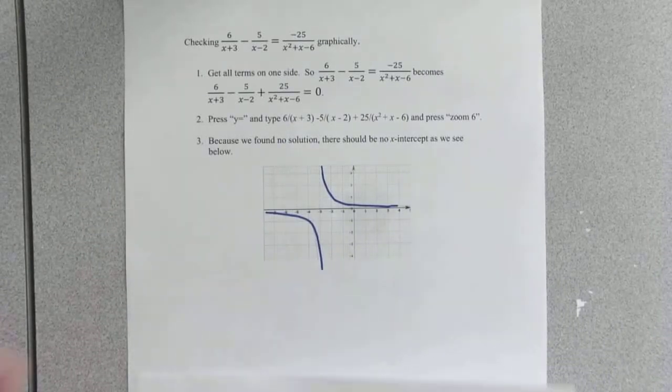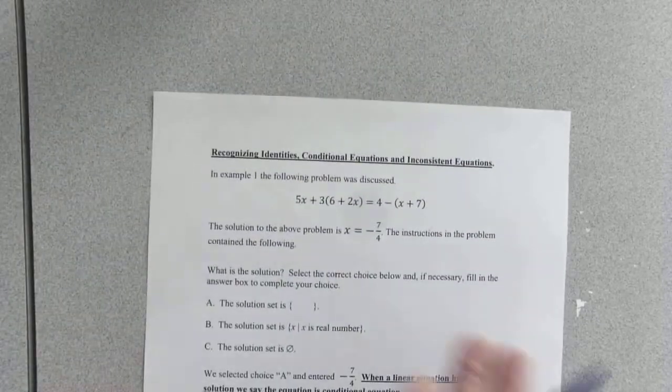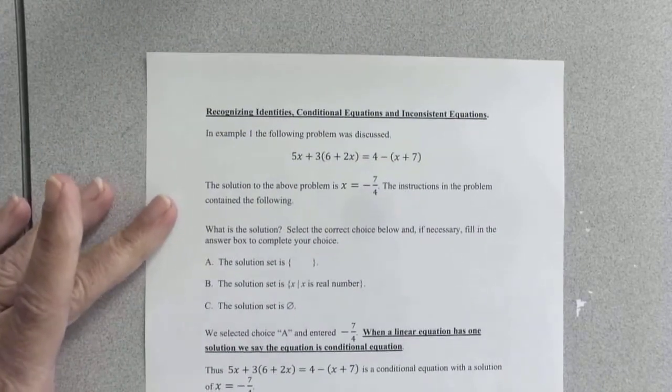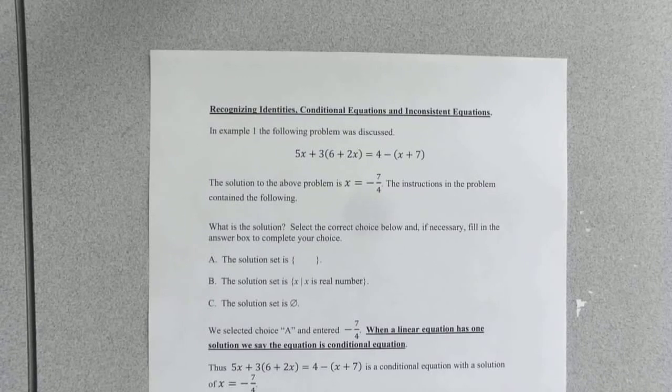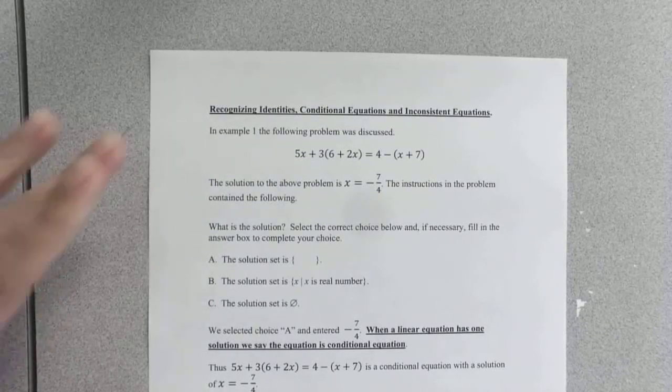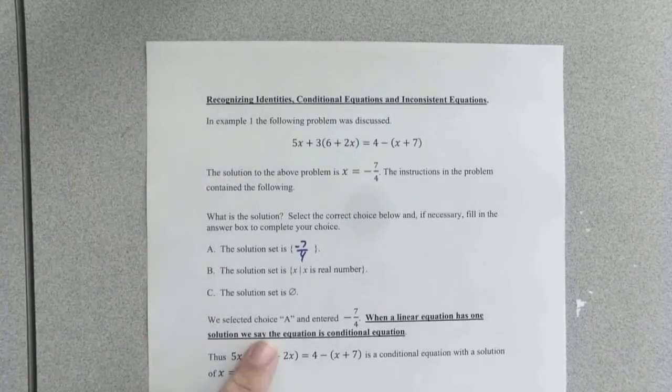Okay, moving on to the next topic. Recognizing identities, conditional equations, and inconsistent equations. So the very first problem we did was this guy, and we got the answer -7/4. And the instructions had read to that guy, what is the solution? Select the correct choice below if necessary. Fill in the answer box to complete it. And those were my choices, and we wrote in -7/4.